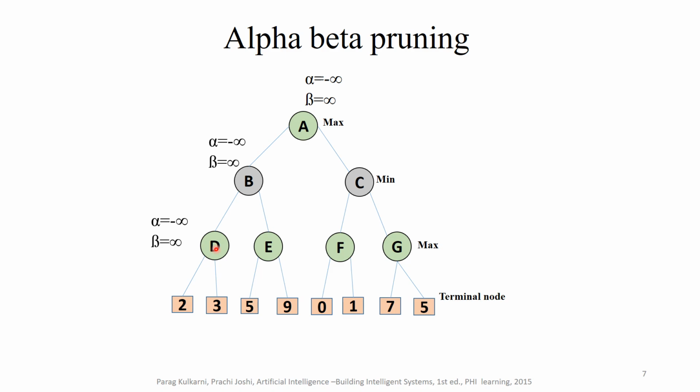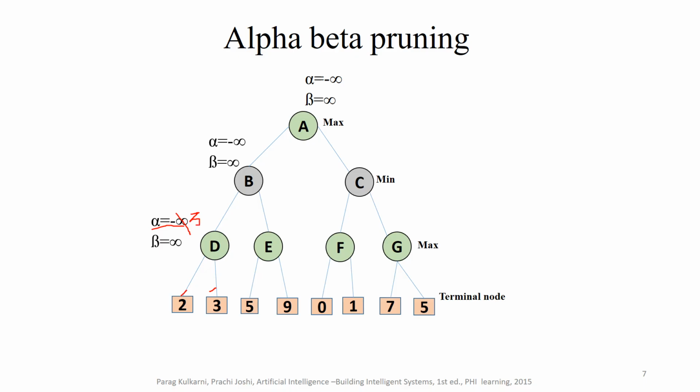Here in node D, we need to calculate the value of alpha, because node D is going to be a max node. Node D will update the alpha value. This alpha is compared first with node 2 and then with node 3. So the max of 2 and 3 is 3. Now this will be the value of alpha here.